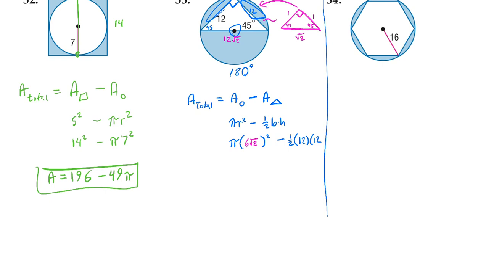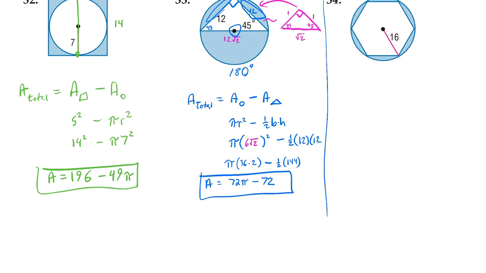Okay, back to this color. If we square that, we get pi, and then this is 36 times 2. Right? 6 squared is 36, and square root 2 squared is 2. Minus, and this is 1/2 of 144. Okay, so this is 72 pi minus 72. That's cool. All right, so that's the area of that one.